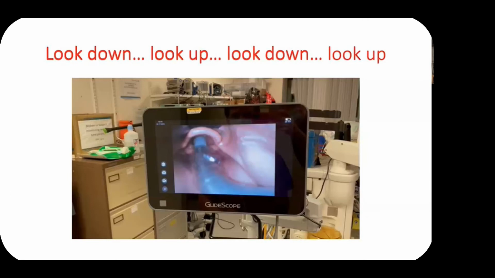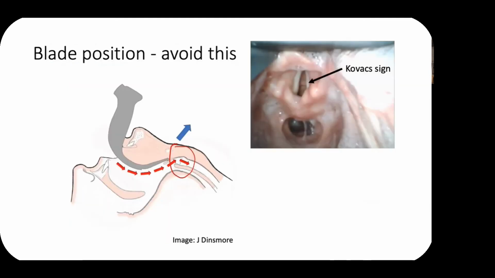You can get a good feel of how good your position is by looking through the vocal cords. In this case, you can see what has been called Kovacs sign, which is when you can see the cricoid and anterior tracheal wall, and tube passage problems are going to be likely.